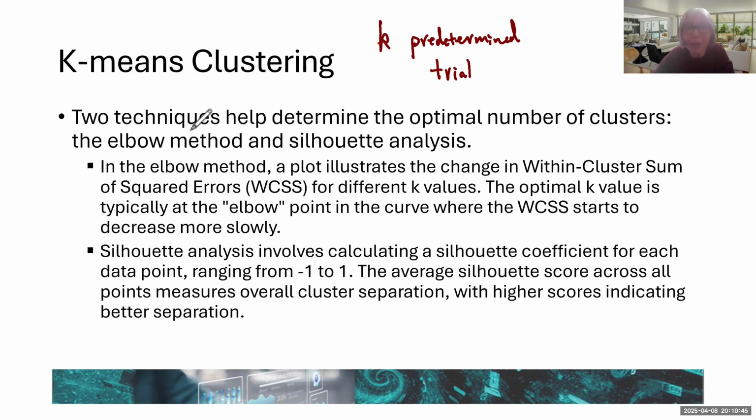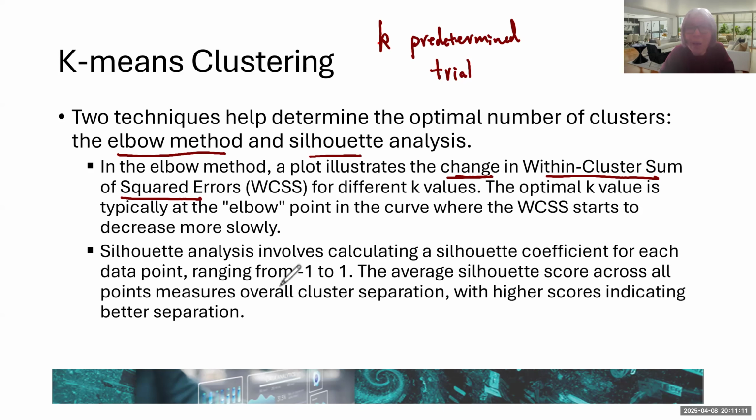So there are 2 techniques. One is called the elbow method. The elbow method uses the change of the within-cluster sum of squared errors to determine it. We will see that in our example. The second one is going to use the silhouette value to measure.